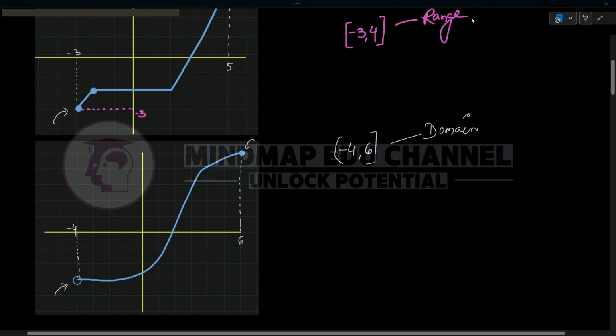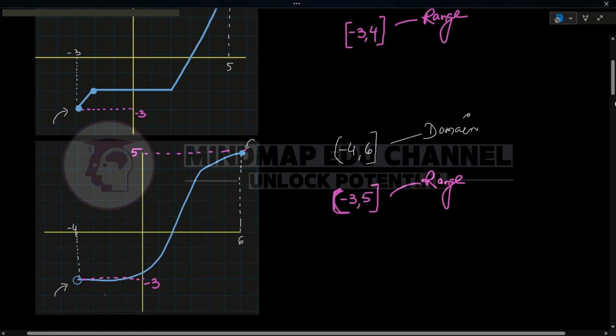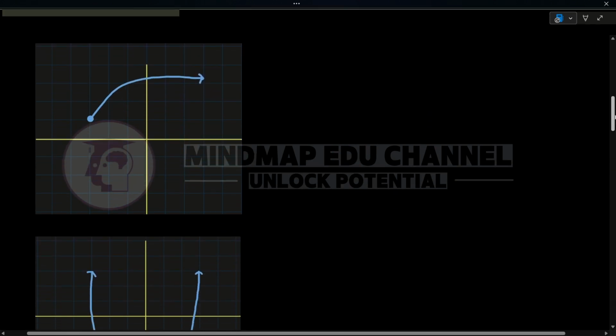So this is domain. Now what about the range? For the range, focus on y values. So the lowest y value here is this here, and it is -3, and the highest is 1, 2, 3, 4 and 5. So it will be from -3 to 5, and -3 is not included and 5 is included, and this is the range of the function from the graph. Clear?